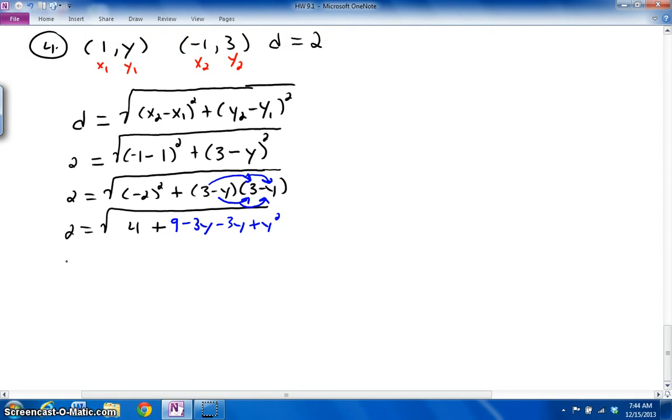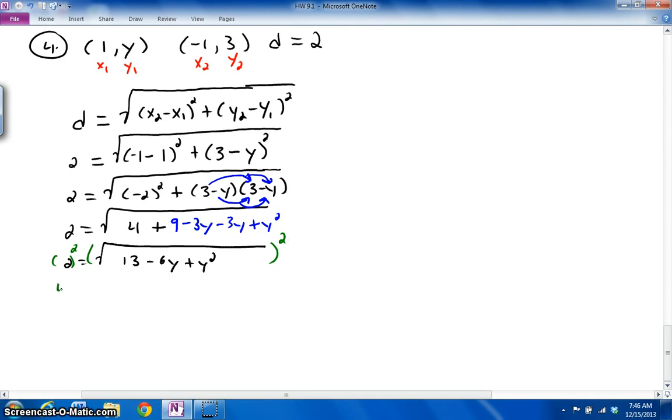Alright, so let's combine like terms. 2 equals the square root. 4 plus 9 is 13. Negative 3y minus 3y is negative 6y. And then plus y squared. So what we're going to do now is we're going to square both sides to undo the square root.